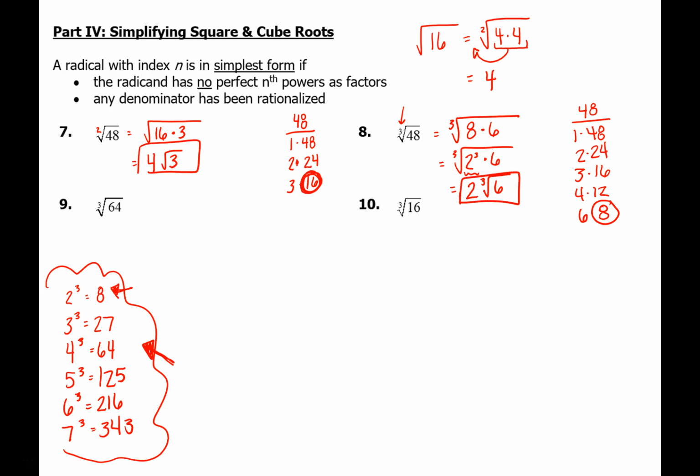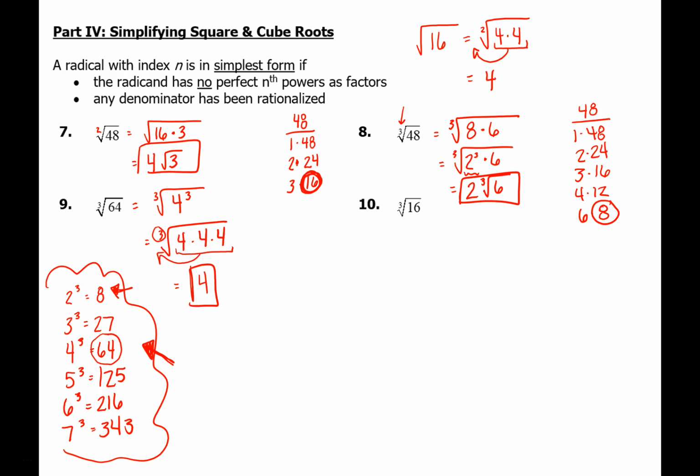Let's do a couple more of these. If I have the cube root of 64, remember I'm looking at my cube perfect numbers, I immediately see that I do have a 64 right there. So I'm not actually going to make a list of all of the factors for this one because it is a perfect number. 64 is 4 to the third power. So that means I have a triplet of 4's here. That's the same thing as 4 times 4 times 4. And so this triplet, because I have a cube root, they're all going to come outside together as just a 4. There's nothing left inside. So that is my final answer.